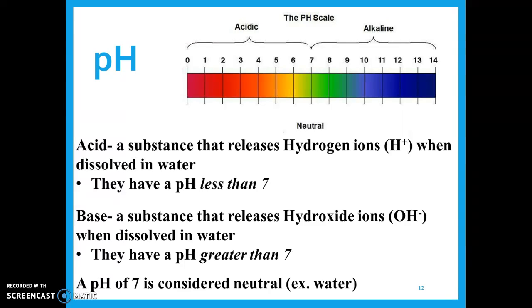Anything that is below 7 is considered acidic, and anything that is above 7 is considered a base or alkaline. All right, so those are interchangeable. If something is basic, it is alkaline. Okay? So not only is anything below 7 an acid, but the further away you get from neutral, or the further away you get from 7, the greater or stronger the acid becomes.